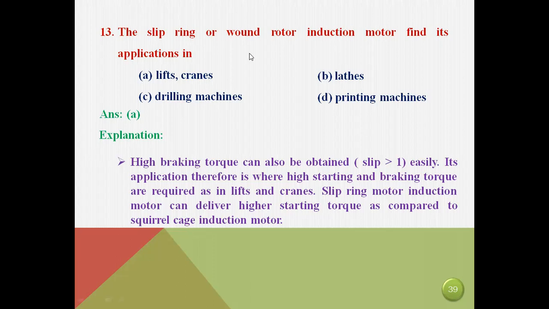So there is a question like the slip ring or the wound rotor induction motor. Find its application in. So as we are aware about slip ring, we can use it where we will require higher starting torque. And if you talk about the lifts and cranes, that will require higher starting torque. So we can say that will be the correct answer because higher braking torque can be obtained if slip value is greater than unity. And its application is we will require in the lift and cranes higher starting and the braking torque. So we can use slip ring in the lift and crane.